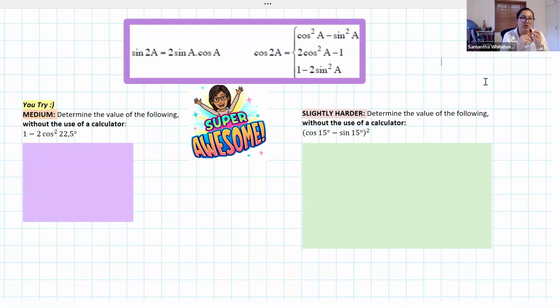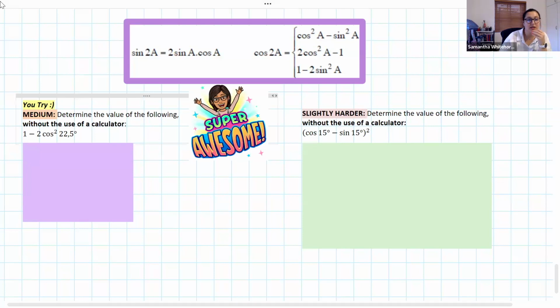3-4 minutes, and then I'll do the answers as we end off. Remember, guys, if you've got questions, please ask, because this is pretty much it in terms of basics. As of Monday, we are stepping it up and we're starting to really get into our trig.